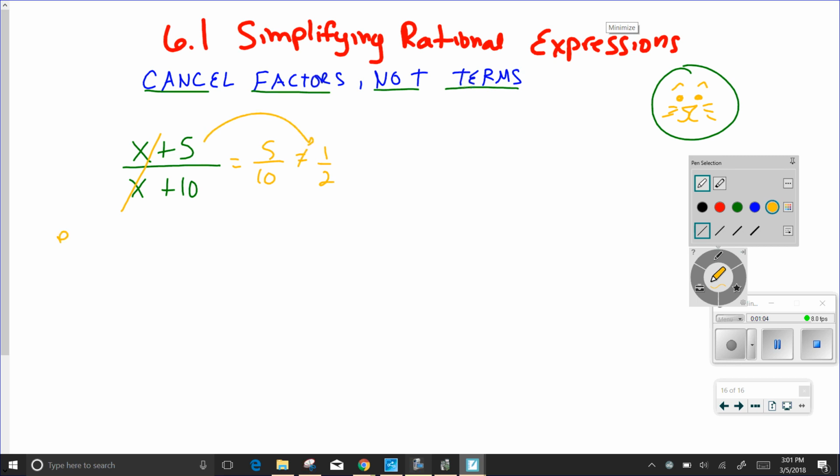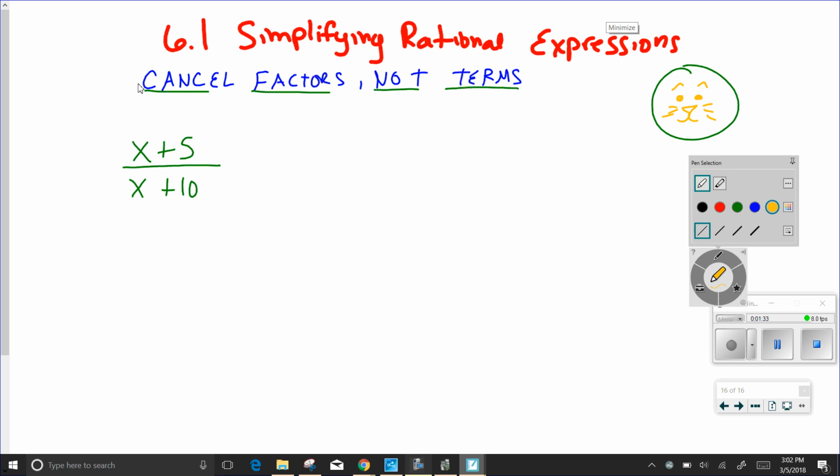And this fraction does not equal 1/2. For example, let's say x equals 1, and I plugged in 1 for x here, and plugging in 1 for x here, we end up with 6 over 11, and that is not 1/2. Okay, so you cannot cancel parts of an expression. So anytime there's a plus or minus sign attached to it, do not even think about getting rid of it.